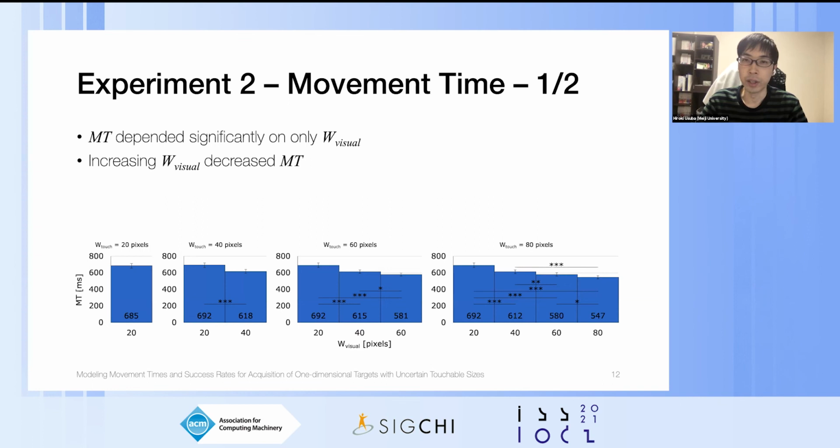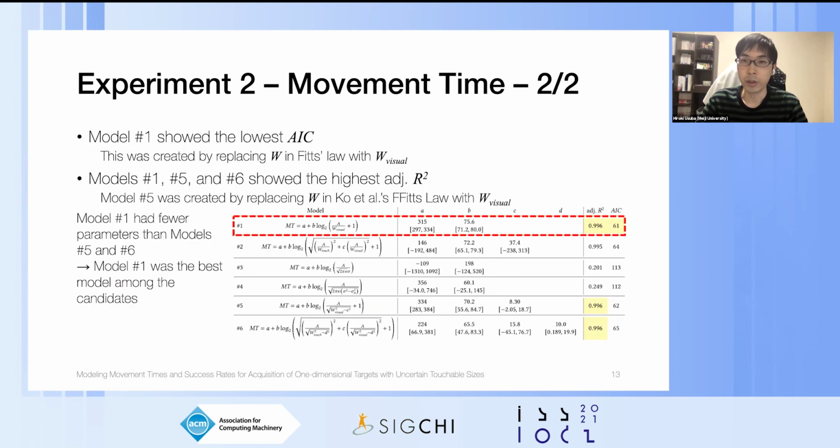As a result of the experiment, we found the movement time depended significantly on only the visual width. So, increasing the visual width decreased the movement time. On the basis of the result, we built several movement time models.